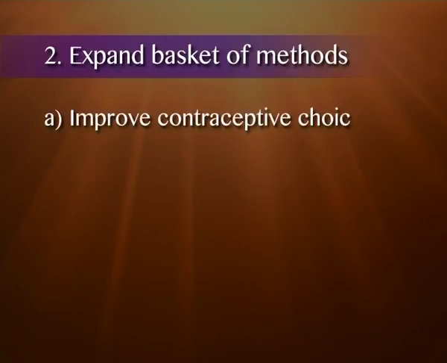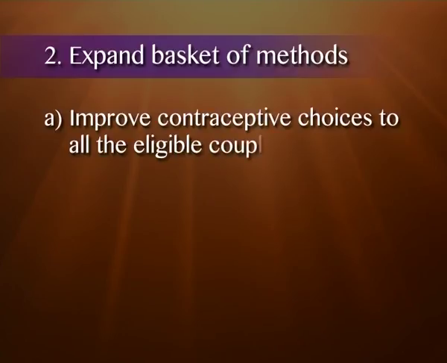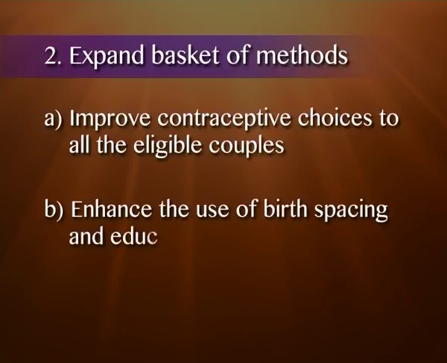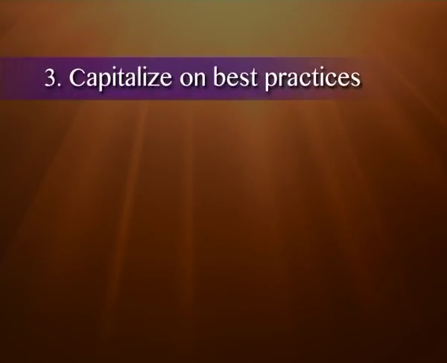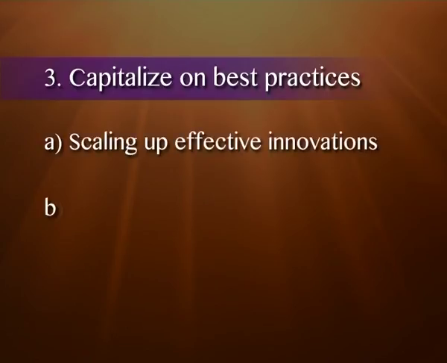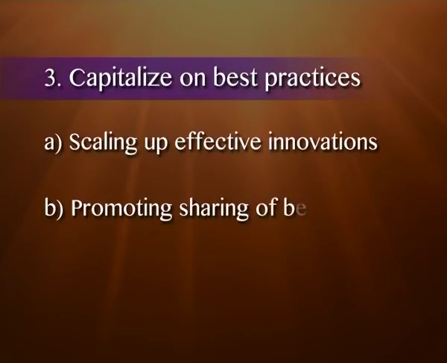Secondly, expand basket of methods, which can be described as under: A. Improve contraceptive choices to all the eligible couples. B. Enhance the use of birth spacing and educate the need of the same to the target population. Thirdly, capitalize on best practices, which can be described as under: A. Scaling up effective innovations. B. Promoting sharing of best practices and scaling up the same.